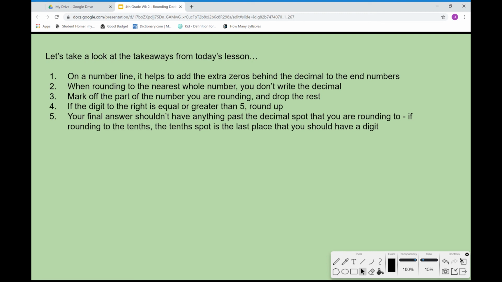Let's take a look at the takeaways from today's lesson. 1. On a number line, it helps to add the extra zeros behind the decimal to the end numbers. 2. When rounding to the nearest whole number, you don't write the decimal. 3. Mark off the part of the number you are rounding and drop the rest. 4. If the digit to the right is equal or greater than 5, round up. 5. Your final answer shouldn't have anything past the decimal spot that you are rounding to. So if rounding to the tenths spot, that is the last place that you should have a digit.